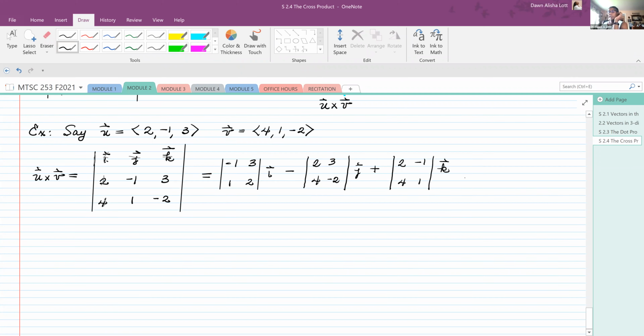Okay, this is easy. Negative 2 minus 3 is negative 5, minus negative 4 minus 12 is negative 16, so it becomes plus 16J. And then 2 minus a negative 4 becomes 6K. All done.